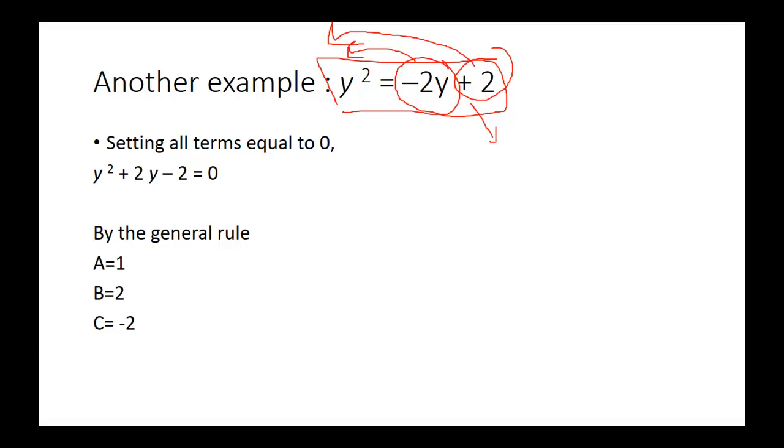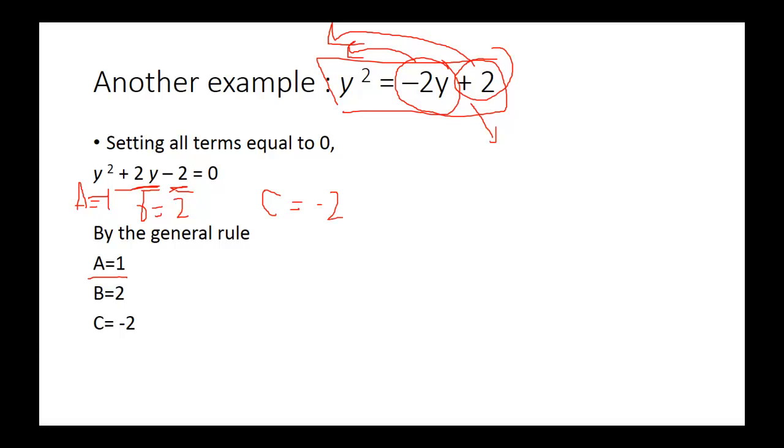When you move negative 2y, it changes sign, of course, so it will be positive 2y. And when you move the 2, it becomes negative 2. So y power 2 plus 2y minus 2 equals 0. So a equals 1, the coefficient of y power 2, b will equal 2, c will equal negative 2.